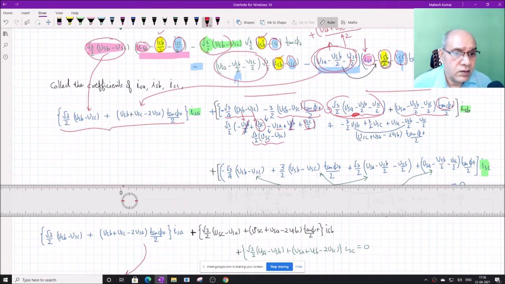Similarly, for the tan phi plus term, I take tan phi plus by 2 as common here, because it is better to take this as a common, and we collect the coefficient of tan phi plus by 2. Then you can see that the first term is this minus this, this is the first one. Oh, sorry.